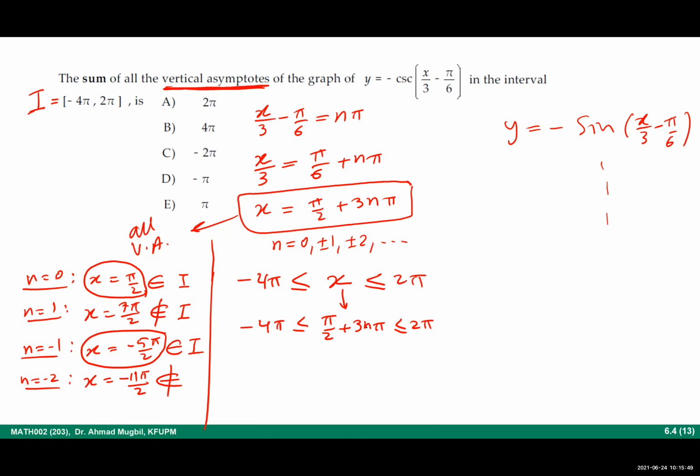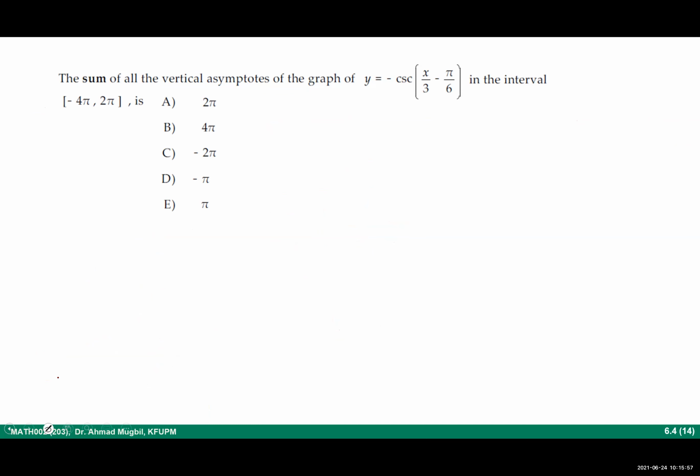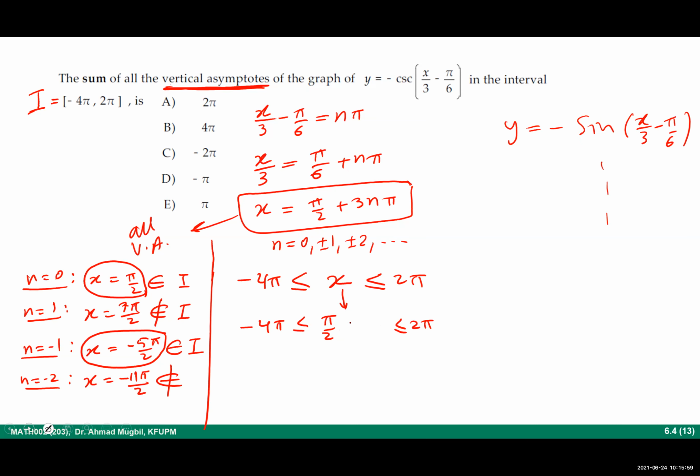Now solve this for what? For n. Solve this inequality for n to know which n we need. So, plus 3n pi. Now what I will do is add pi over 2 to both sides. So it will be 2 pi minus pi over 2, and here negative 4 pi, minus pi over 2.